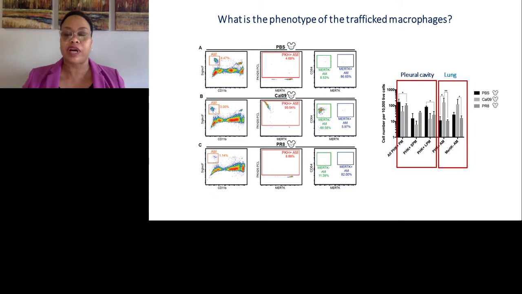So what is the phenotype of these trafficked macrophages? Well, we went ahead and did flow cytometry on these populations, and we found that our PKH positive macrophages actually looked a lot like alveolar macrophages. So Siglec F positive and CD11b low. And we also found, strikingly, that the macrophages that had accumulated in the lung were also MERTK negative, as opposed to the general MERTK positive macrophages. We're not quite sure what that means yet, but it's an interesting observation.